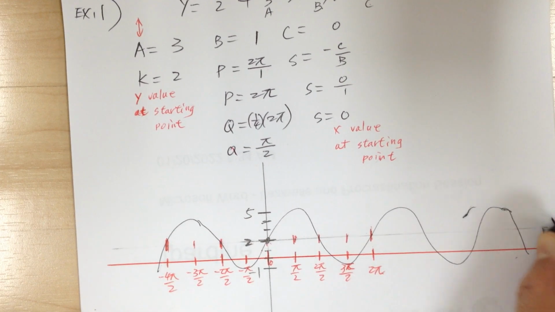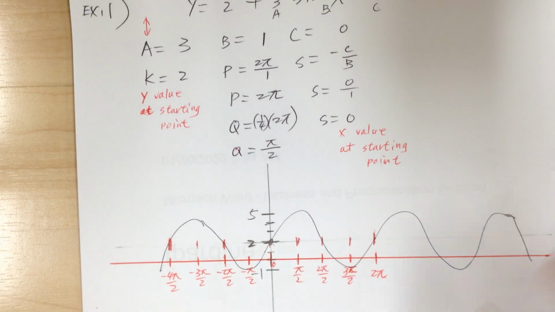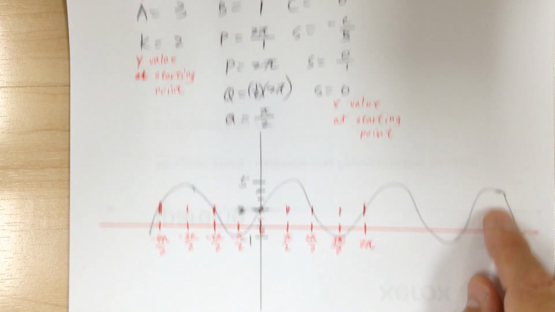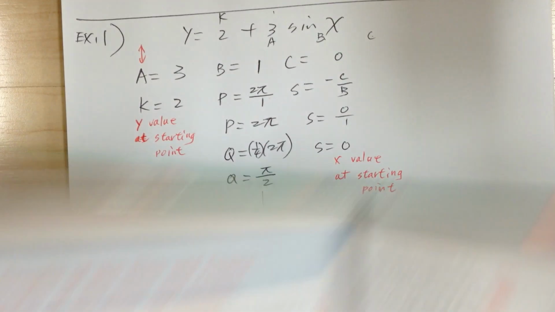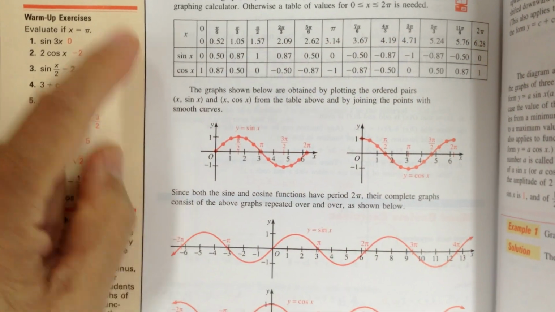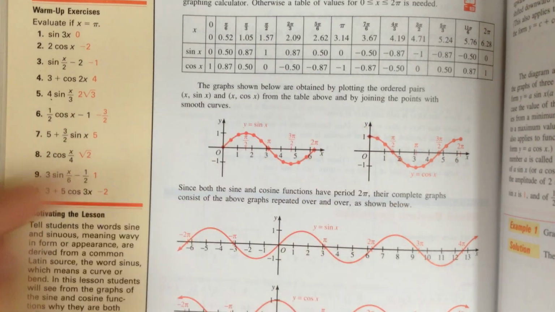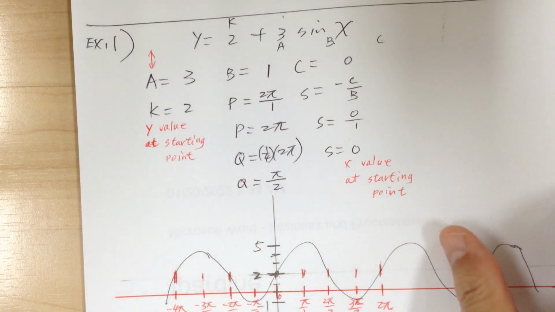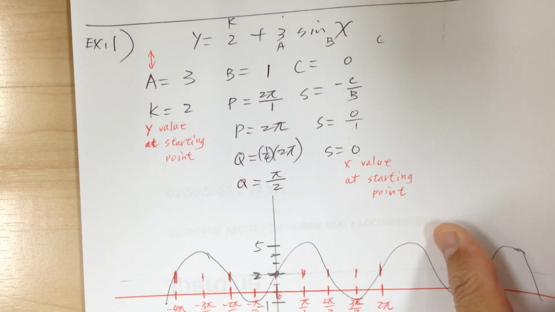Then you're done with the graph. This method is much quicker than if you had to make the entire table, get all the points, plot all the points and graph. So if you know all of these, it's a lot easier to do. Okay, let's go to the next example.